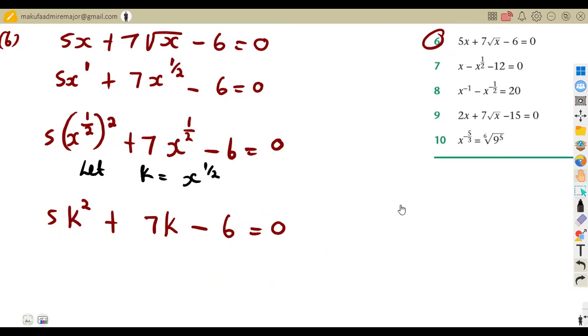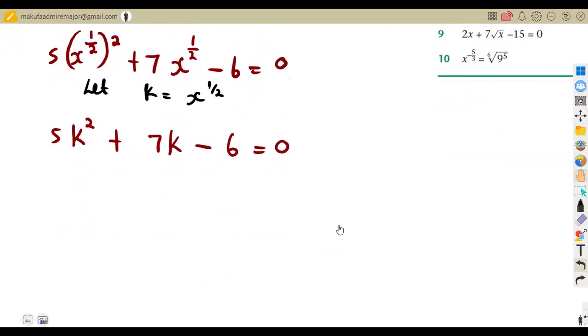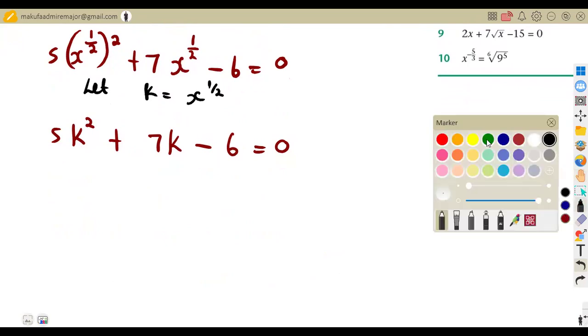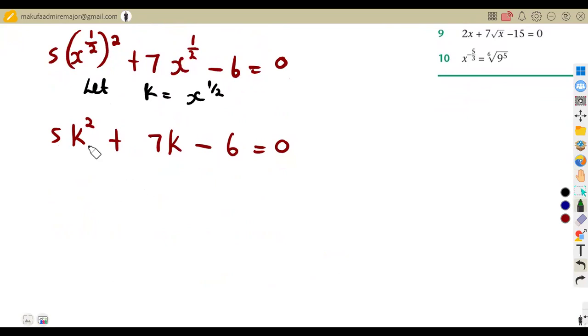As you can see, the coefficient of k squared is no longer 1. Yes, we can use the trial and error method, but I've seen you guys having challenges with that, so I want to avoid it. Let us just use our normal path. When this is no longer 1, use the basic path where you multiply the first term to the last term. You find the product of these two. 5k squared times negative 6 gives us negative 30k squared.